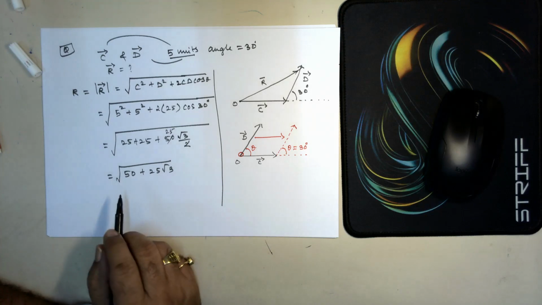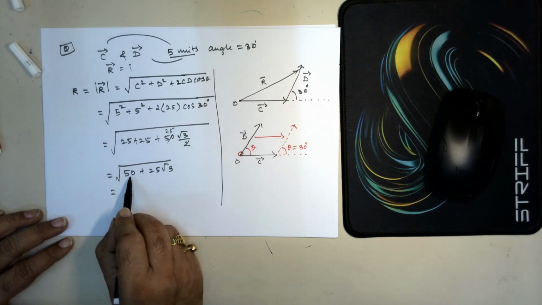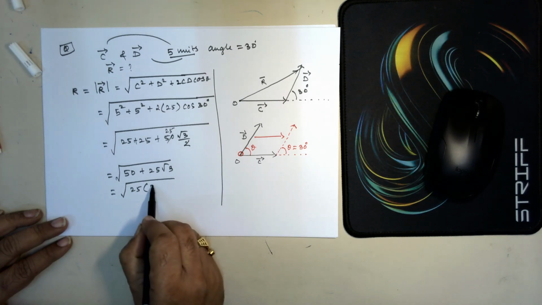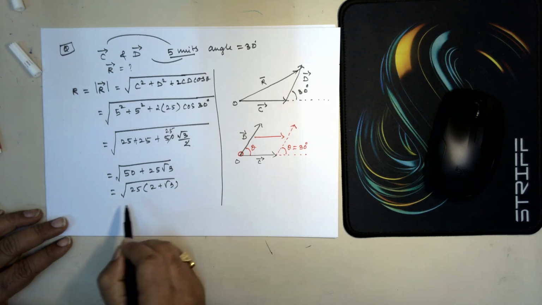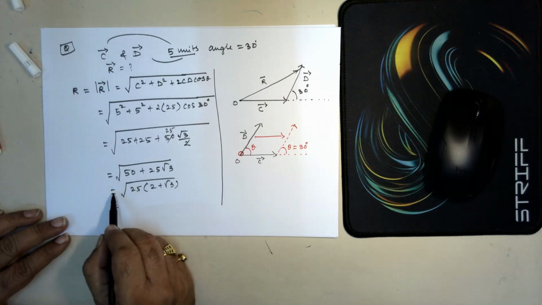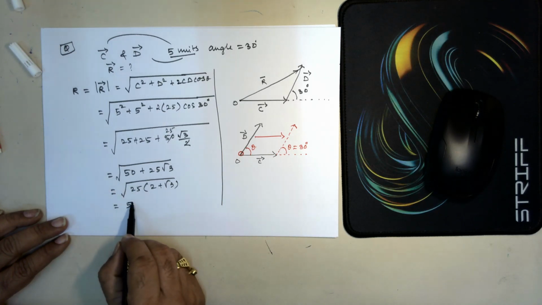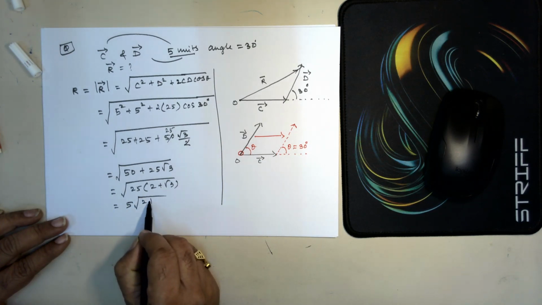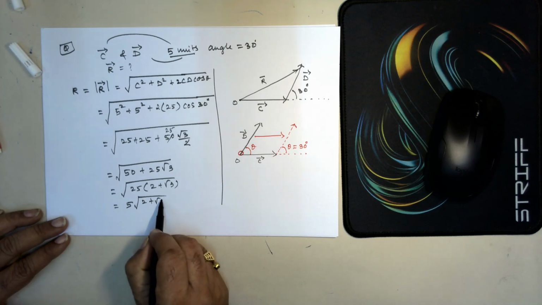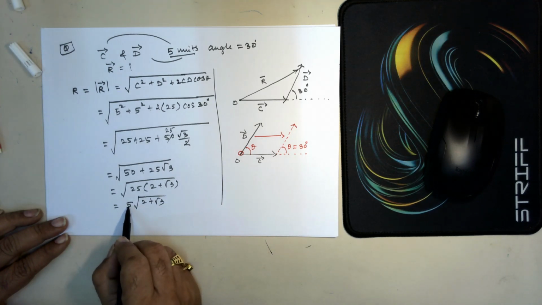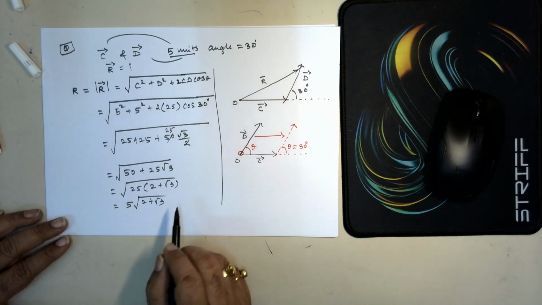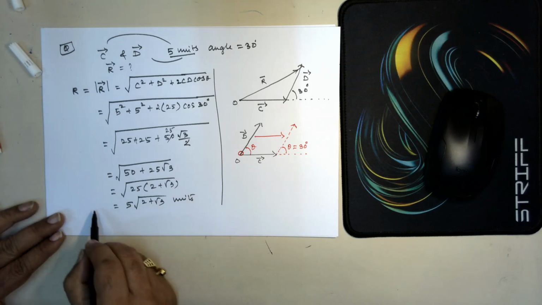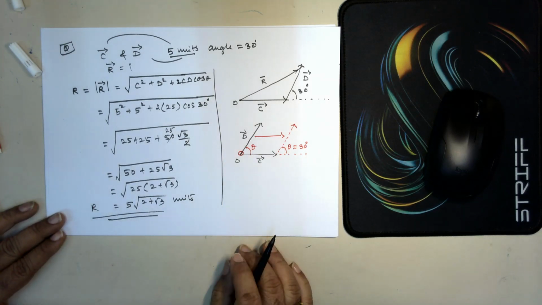Okay. So you can take 25 outside the bracket. So it becomes 2 plus root 3, right? And again, take 25 out of the square root, so it becomes 5. Therefore, 5 times square root of 2 plus root 3 units. Okay. So this is the magnitude of R.